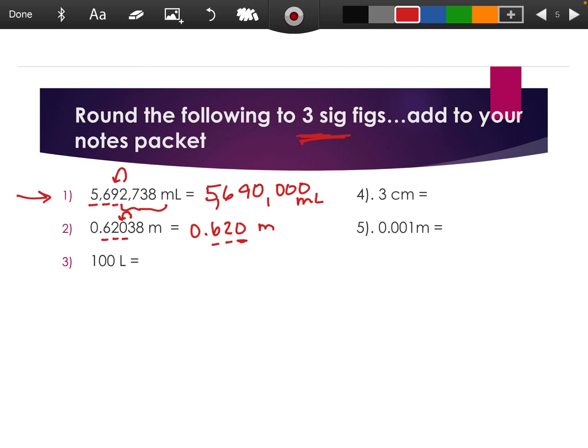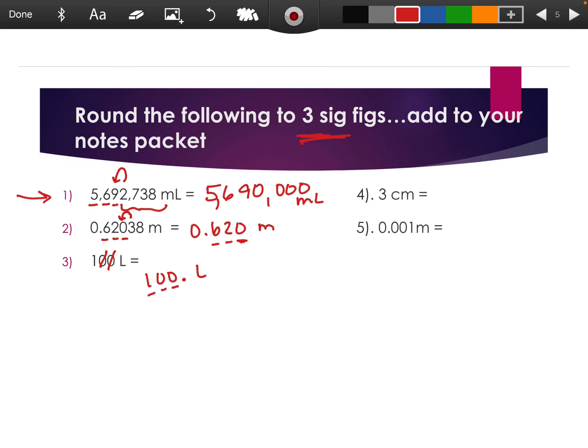All right, number 3, 100 liters. So since the value of 100 does not have a decimal place, those zeros are just placeholders, so they do not count as significant. But to make this into 3 sig figs, we could just put a little decimal at the end, and that decimal means that this number is exact to that point, so then those zeros would count.